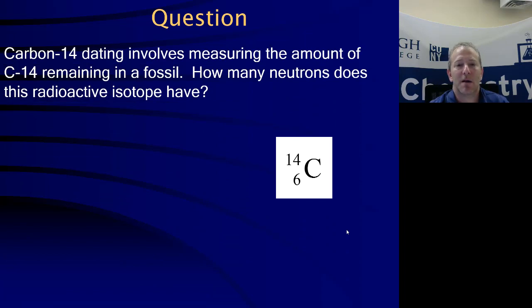Question for you. Radiocarbon dating, again, uses carbon-14. How many neutrons does this radioactive isotope have? I will stop the recording and you can enter your answer.